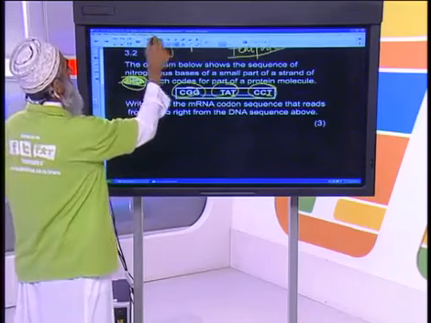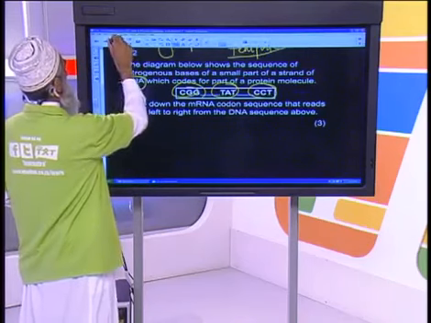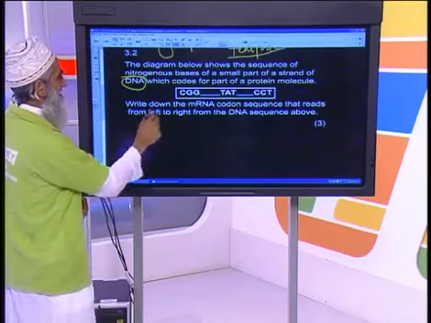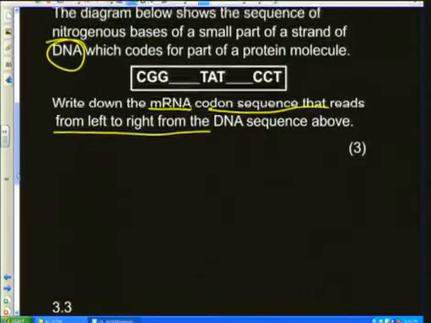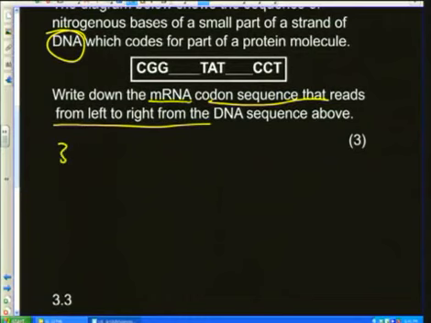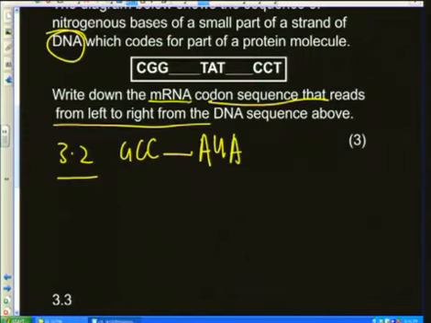All right. So we have that situation there. Write down the messenger RNA codon sequence that reads from left to right. Now in this case here, you put your number down, 3.2. You're reading from left to right, and always keep them in threes the way they are given there. So this will be G, C, C. That would be A, U, A. Remember, the T doesn't become an A, because the T is going to combine with A, and A is there in RNA. Okay? And the last one, CCT, will become G, G, A.